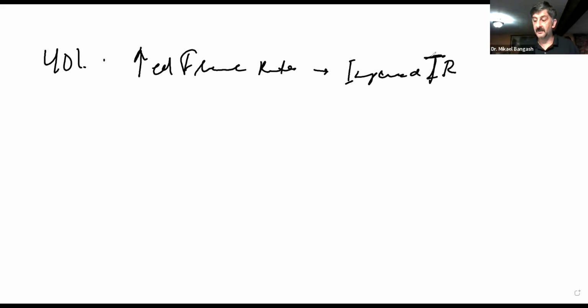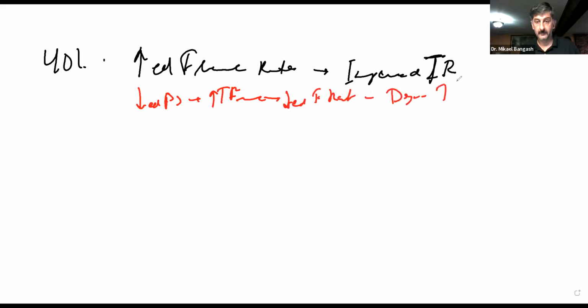Now, decreased propagation speed. That will lead to an increased T frame, and that will lead to a decreased frame rate, which will lead to a degraded temporal resolution. So that's not the answer. That is at increased propagation speed. Then everything would have been upside down.